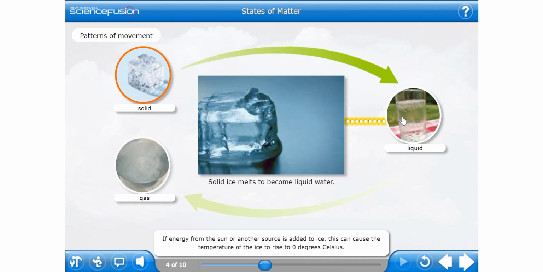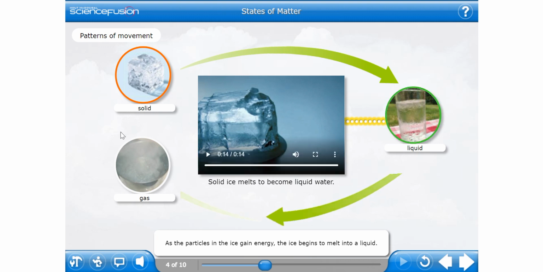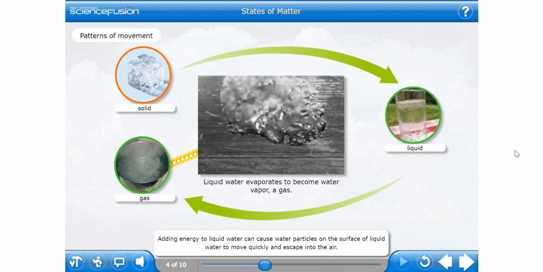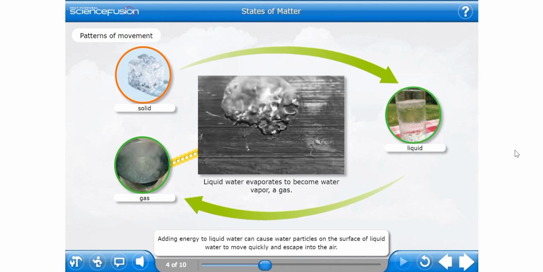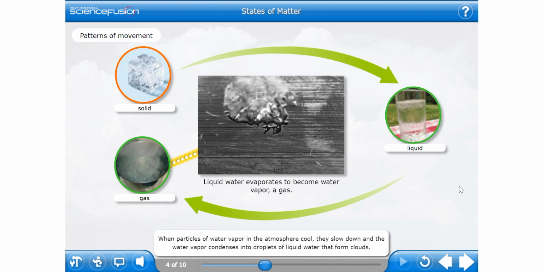If energy from the sun or another source is added to ice, this can cause the temperature of the ice to rise to 0 degrees Celsius. As the particles in the ice gain energy, the ice begins to melt into a liquid. Adding energy to liquid water can cause water particles on the surface of liquid water to move quickly and escape into the air. When liquid water evaporates, it becomes water vapor, which is a gas. Water vapor is invisible in the atmosphere. When particles of water vapor in the atmosphere cool, they slow down and the water vapor condenses into droplets of liquid water that form clouds.